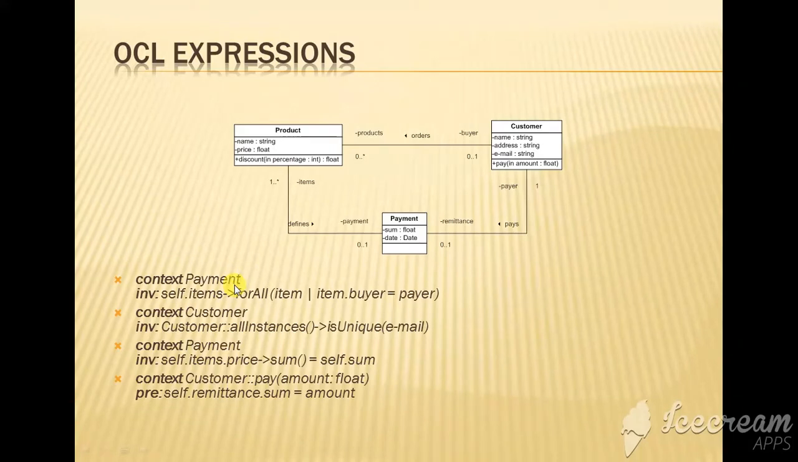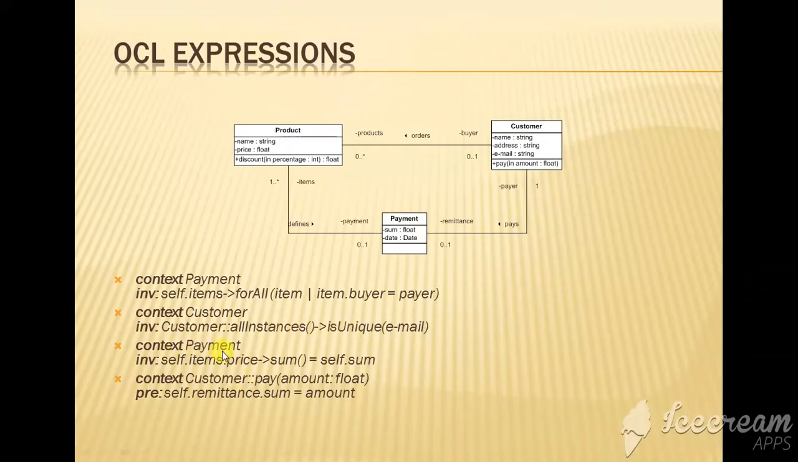The context is Payment. The invariant is that self dot atoms, for all atoms, the buyer is the payer, which is the most important constraint. The second constraint is the context Customer. The customer has to be taken as the object. Then in the context, the invariant is that for all customer instances, there is a unique email address for that customer. That is, it has to be reflected. The data has to be consistent.